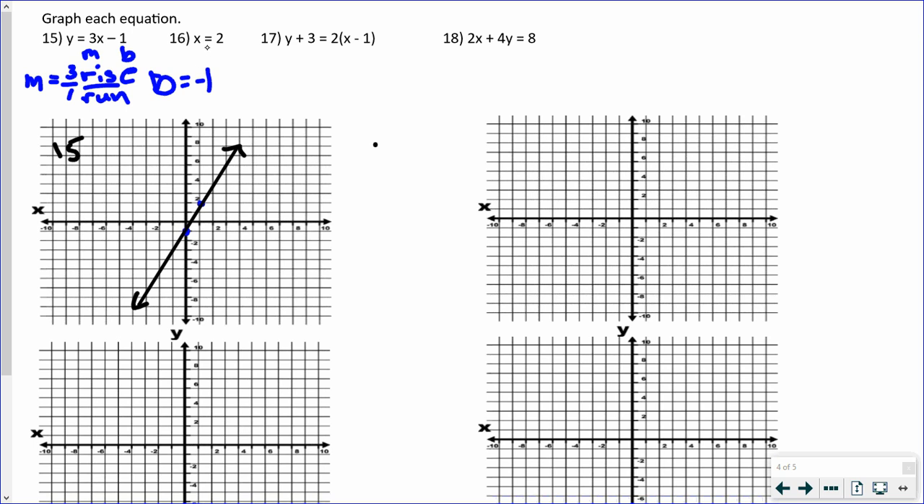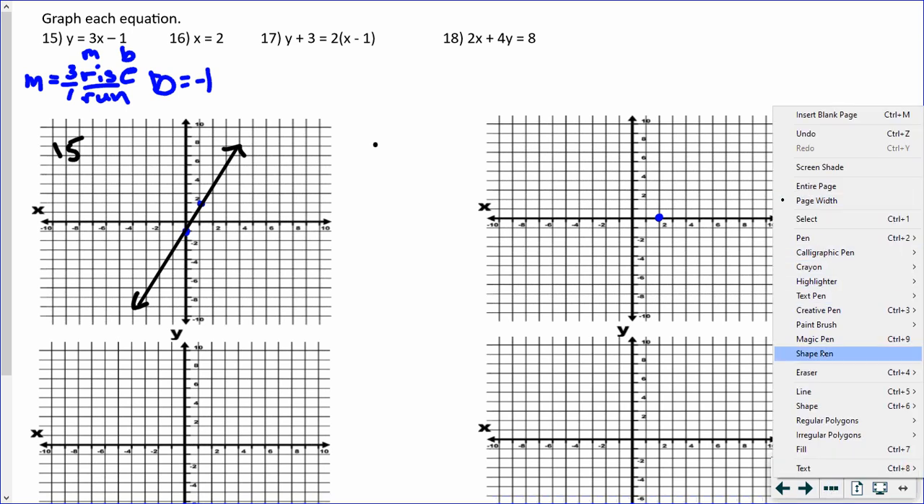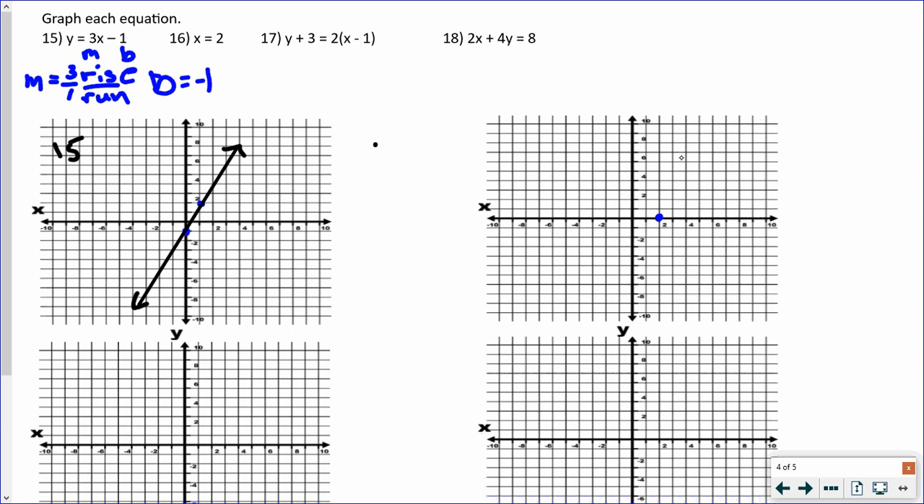All right. For number 16, x equals 2. This is either a horizontal or a vertical line. And the way that I remember is I say, okay, well, I know it goes across the x-axis at 2. That's right here. If I was to draw a horizontal line, it would go through every x value. But it says that x is 2. So for x to only be equal to 2, it's got to be a vertical line. So it only goes through the x-axis at 2. So this is a vertical line.